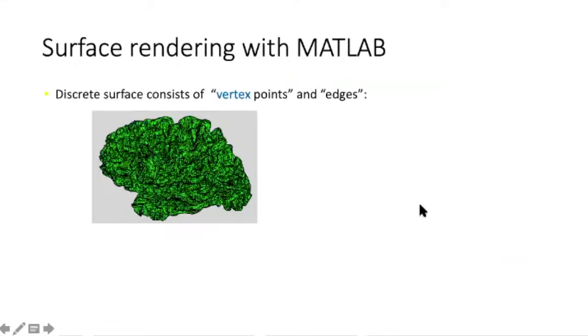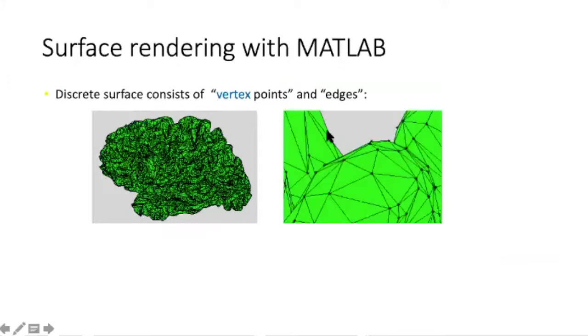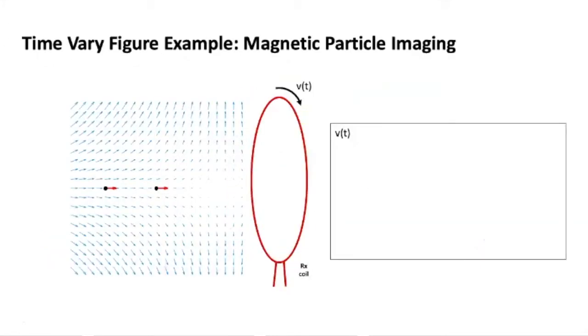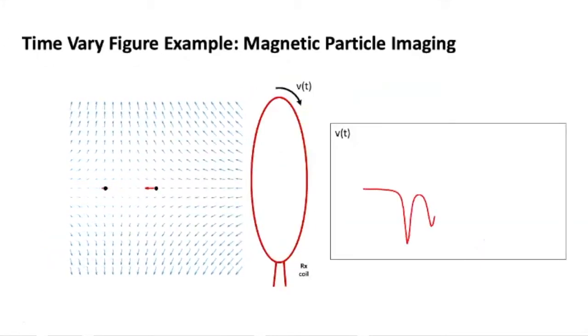You can also do surface rendering in MATLAB. So you can get vertex points, which is basically all of these individual locations, these black dots. And then by saying which points are connected to each other, you can do a triangulation and get these 3D fields. You also can make videos.